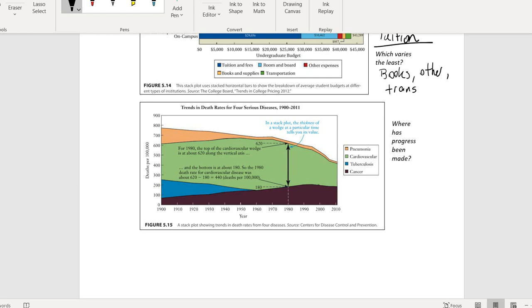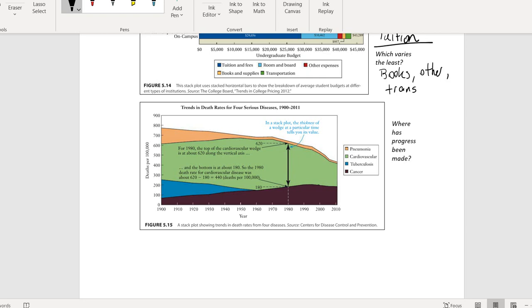Same thing here where we have a stacked line graph. What we're looking at is the death rates per 100,000 between 1900 to 2010. And we're looking at 4 key diseases. So we're looking at pneumonia, cardiovascular, which means your heart, tuberculosis, which is a lung disease, also called consumption, and cancer. So first off, the amount of deaths per 1,000 between 1900 to 2010 has decreased significantly.